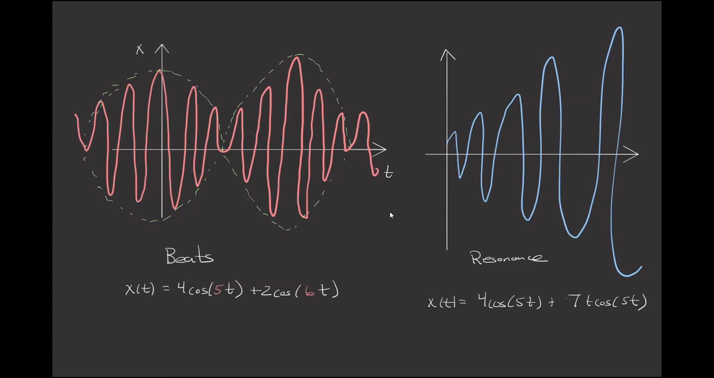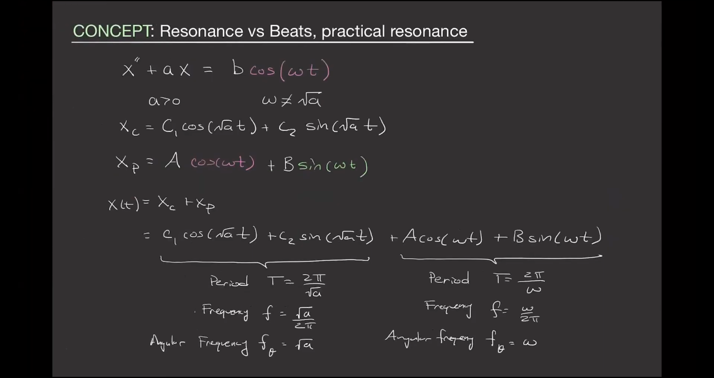Oh, actually, I want to go back to a question someone had. What happens if A is less than 0? If A is less than 0, if we go back here, then what would happen? Say you had x double prime minus, I don't know, minus 4x is equal to whatever. In fact, if you even had, say, b cosine of, how about 3t or something?